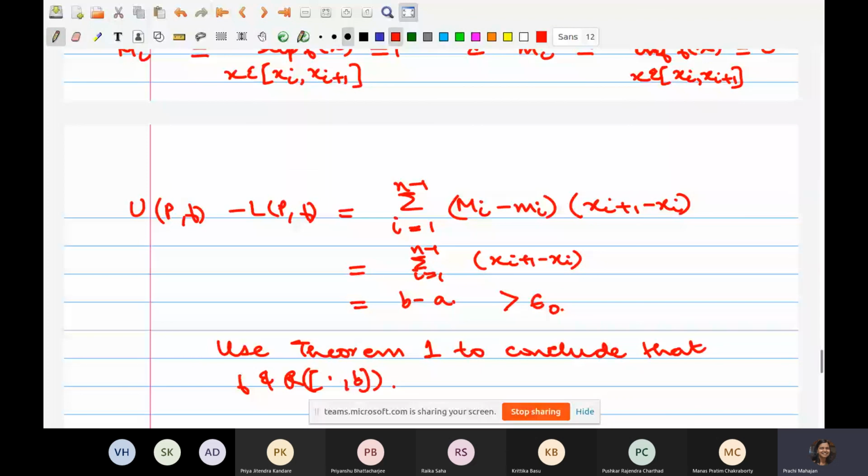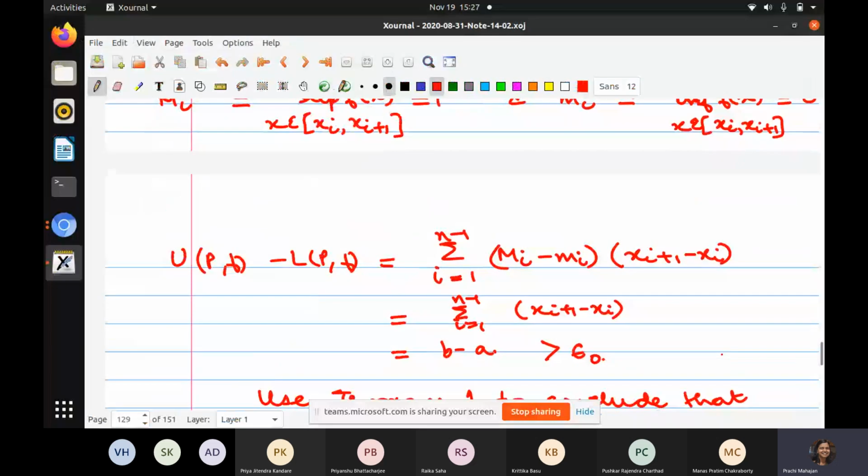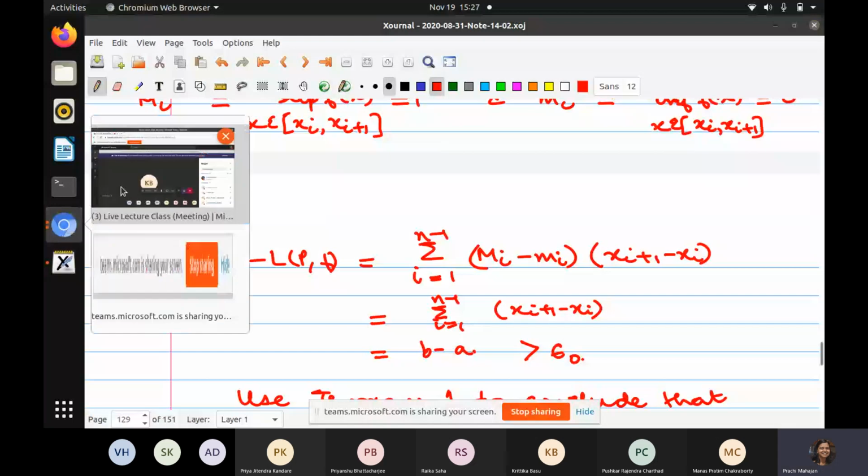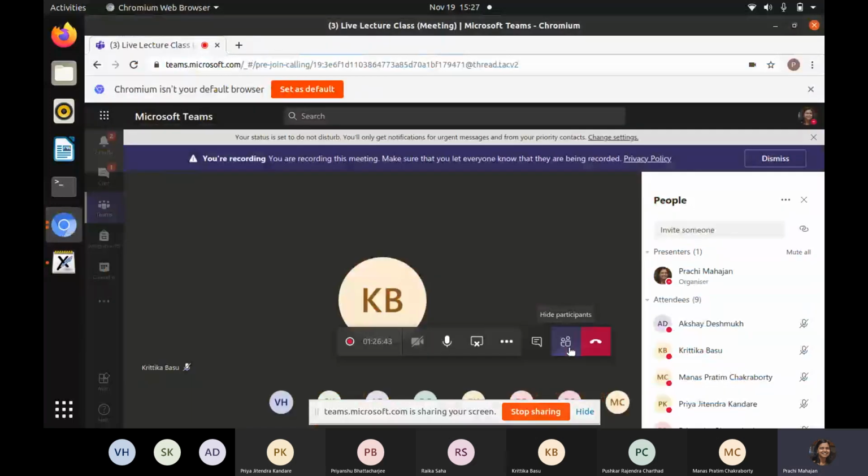Is everybody with me up till this point? Yes, ma'am. So I think this is a good point to stop. We have seen an example of a function which is integrable and an example of a function which is non-integrable. Are there any questions?